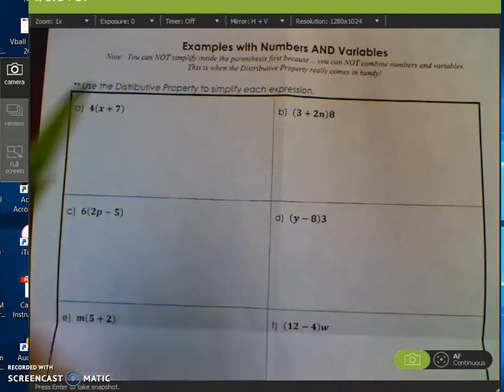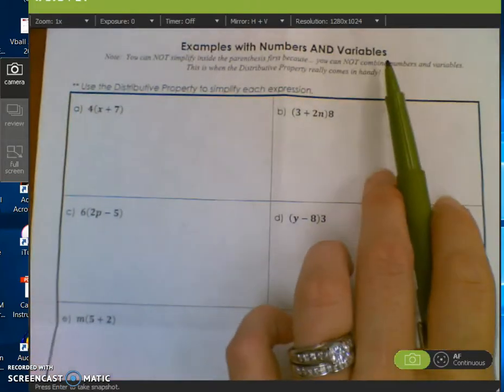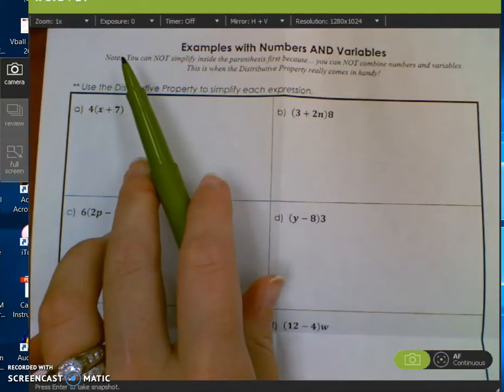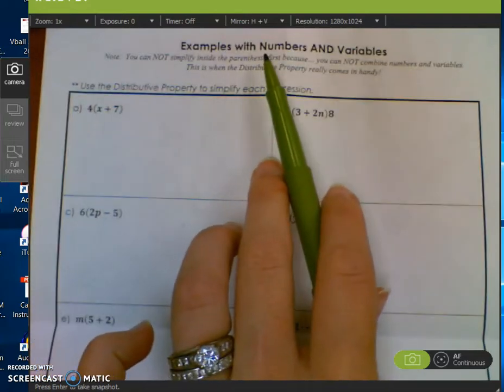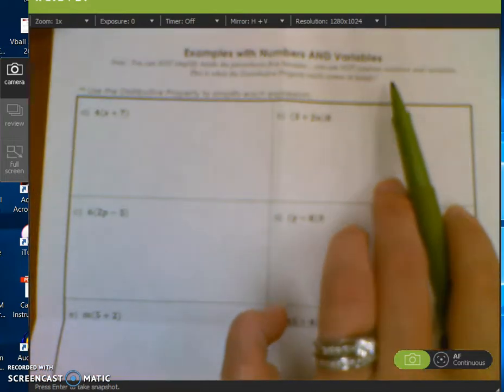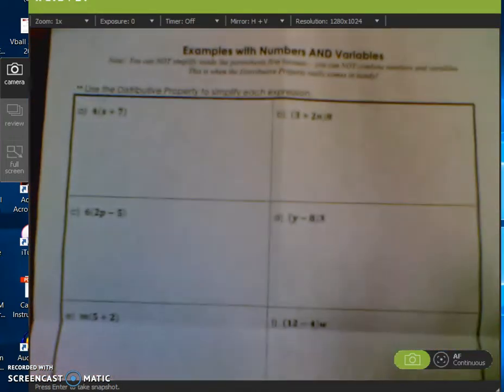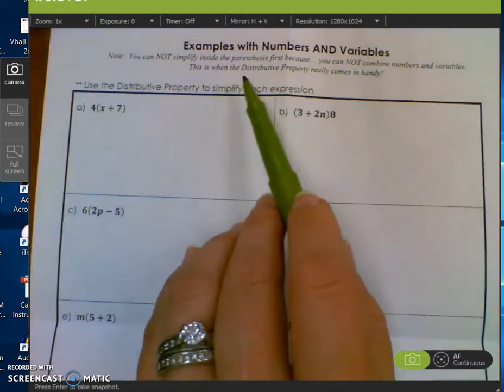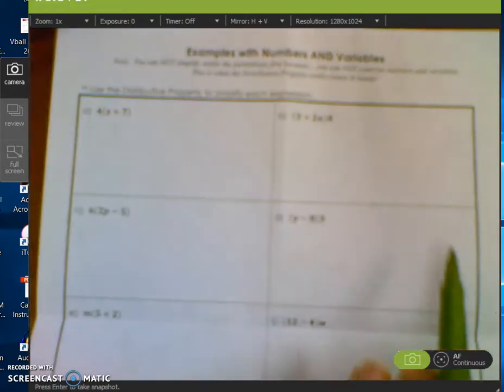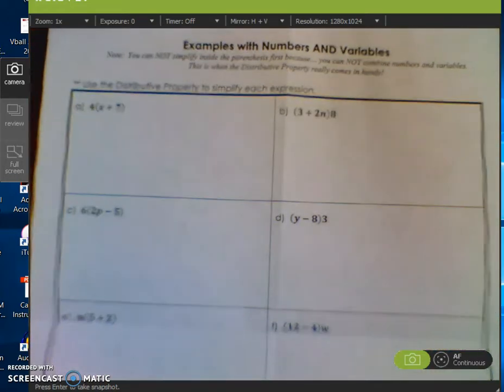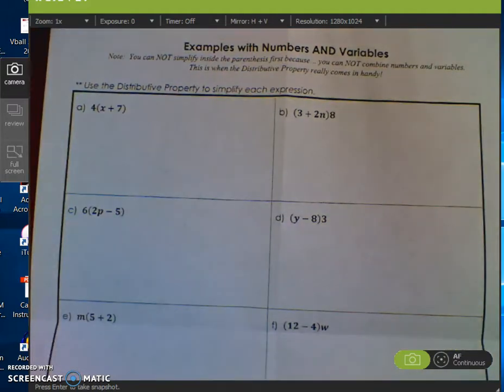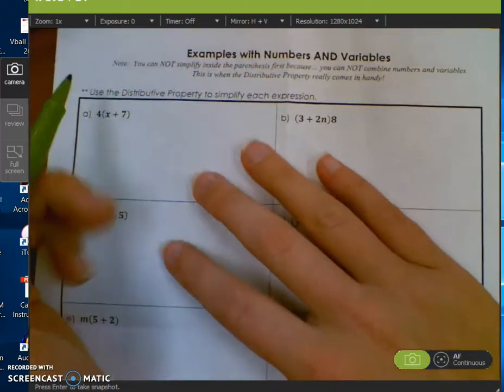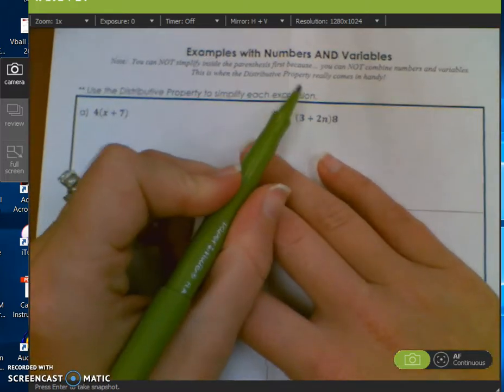Okay, so next we're going to be working with examples with numbers and variables. And there's a little note here: you cannot simplify inside the parentheses first because you cannot combine numbers and variables. They're not like terms. This is when the distributive property really comes in handy. So earlier we noticed the order of operations still worked. Now we're going to throw in variables, and you're going to notice that we need the distributive property in order to simplify. So it says use the distributive property to simplify each expression.